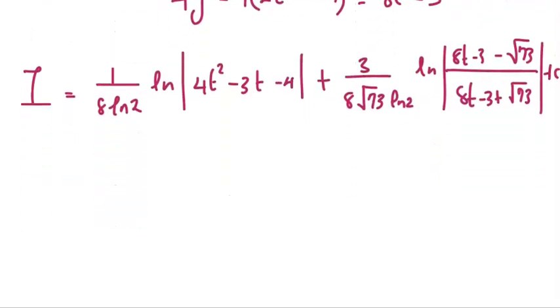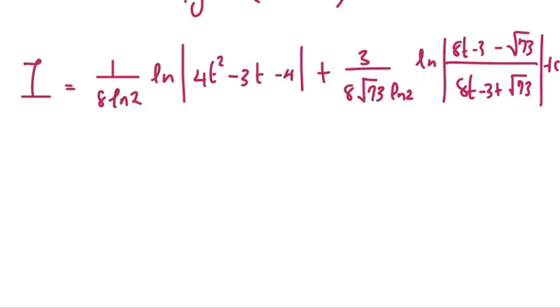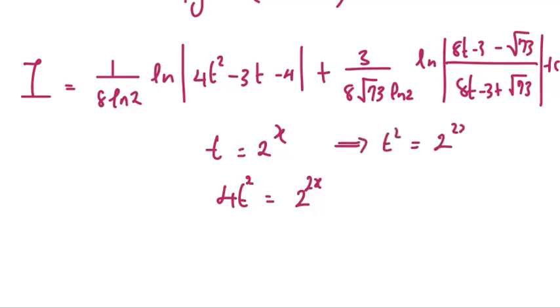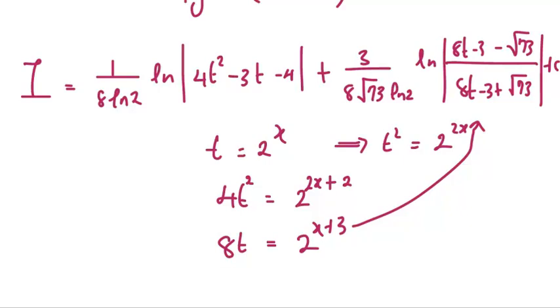Now finally, there is one more substitution remaining, that our t is equal to 2 to the power of x. So this implies that t squared is equal to 2 raised to the power of 2x. So 4t squared will be 2 raised to the power of 2x plus 2, and 8t will simply be 2 raised to the power of x plus 3. So we substitute all these things into our final answer, and let's see the outcome.